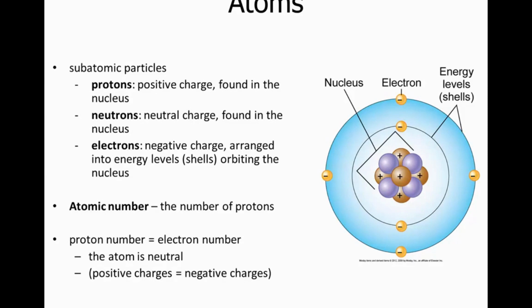The electrons carry a negative charge and are arranged in energy levels, also known as shells, which orbit around the nucleus. The proton number, which is the atomic number, equals the number of electrons, so the atom itself is neutral because the number of positives equal the number of negatives, which cancel each other out.